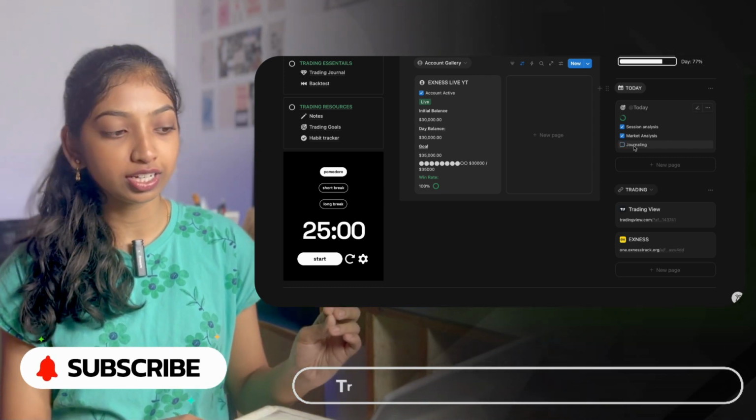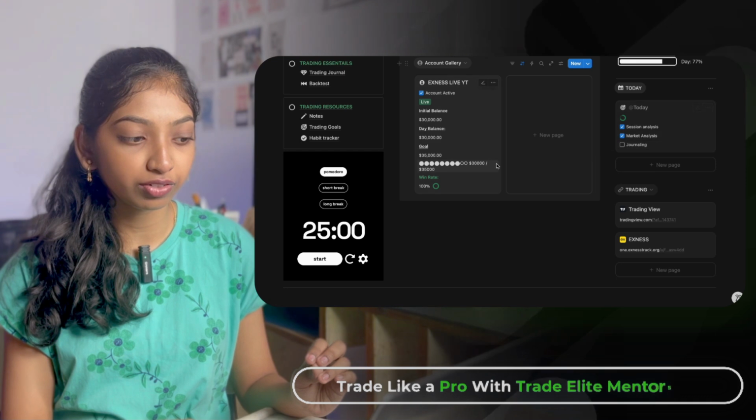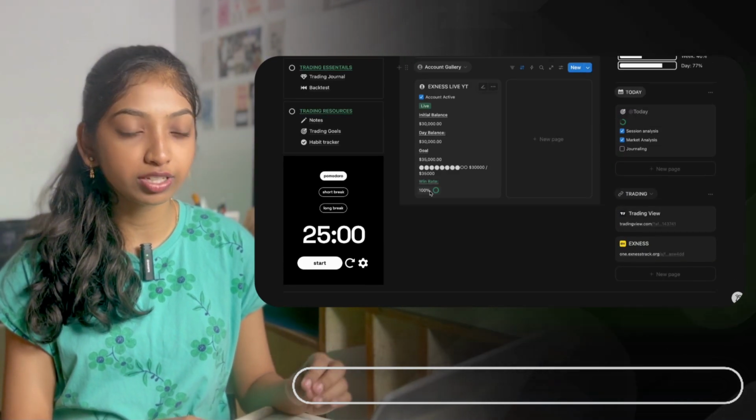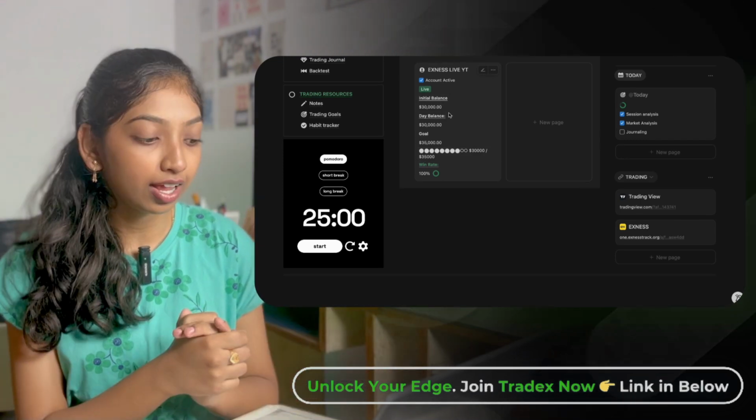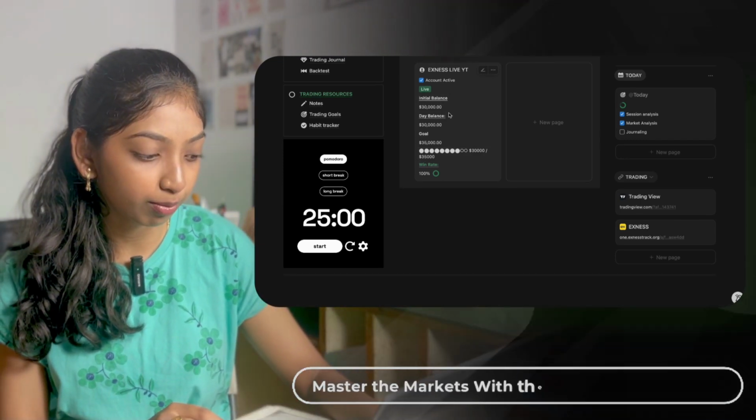And if you observe closely, I do have a tracker that tells me the win rate right here, my goal, the initial balance. I'm gonna make a separate video on this very soon. I'm just talking because I haven't found my setup yet and I don't even know what to do right now. So I'm going to give you guys some tips.